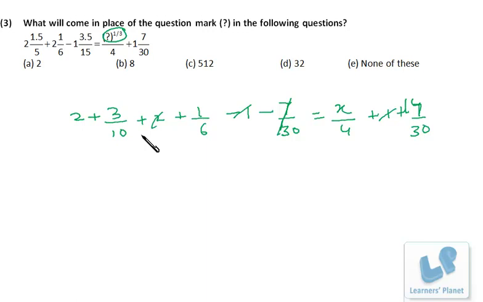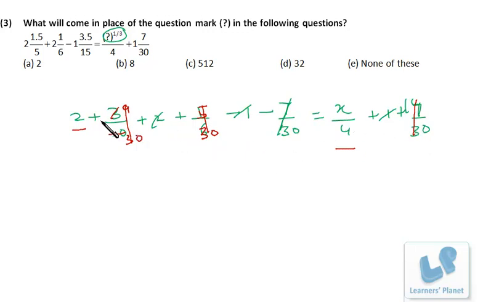Okay, so now this is 3 by 10 and this is 1 by 6. If I wish to make it 30, just wait a moment, it is 9 by 30 and it is 5 by 30. So 9 plus 5, 14 by 30. So here 14 by 30 and here 14 by 30, it's cancelled. Now we are left with 2 is equal to x by 4. In the examination also you have to perform like this only, because you don't have that much time to copy the calculation each and every time. So just discard the calculation.